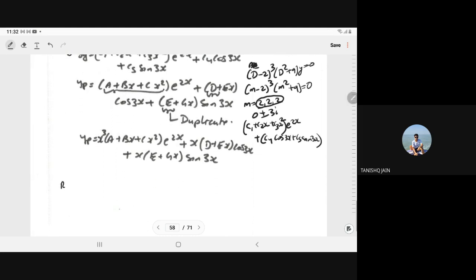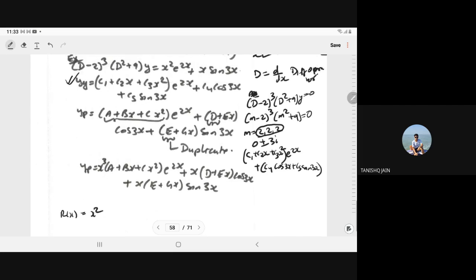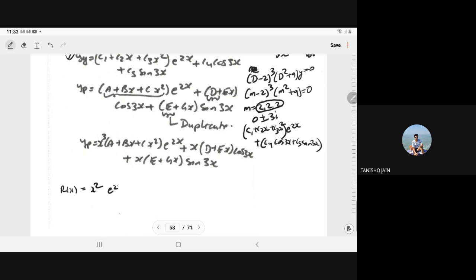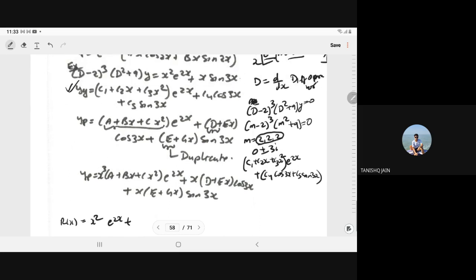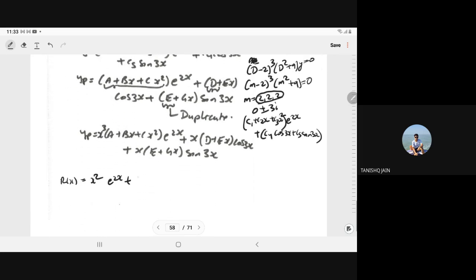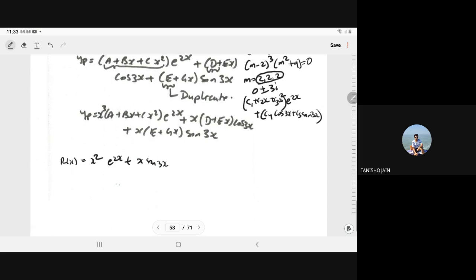Now if we have Rx equal to x square e to power 2x plus x into sin 3x. So due to e to power 2x, we take yp as a into e to power 2x. Due to the multiplication of x square, we have to multiply with the polynomial a plus bx plus cx square, of the same order.